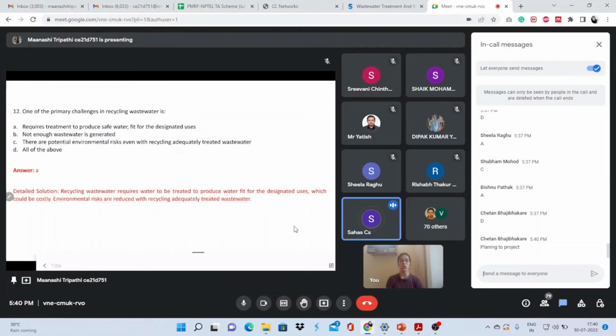So if you are doing the survey properly, then the quantity of wastewater will never be the problem. Instead, you will save the cost.